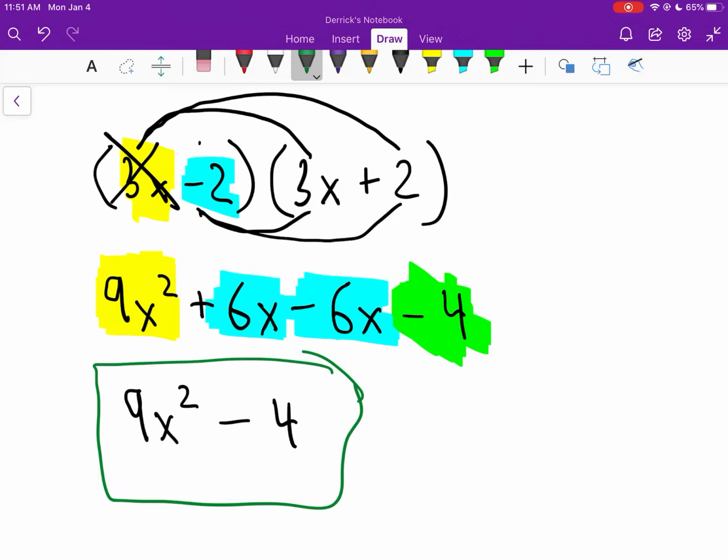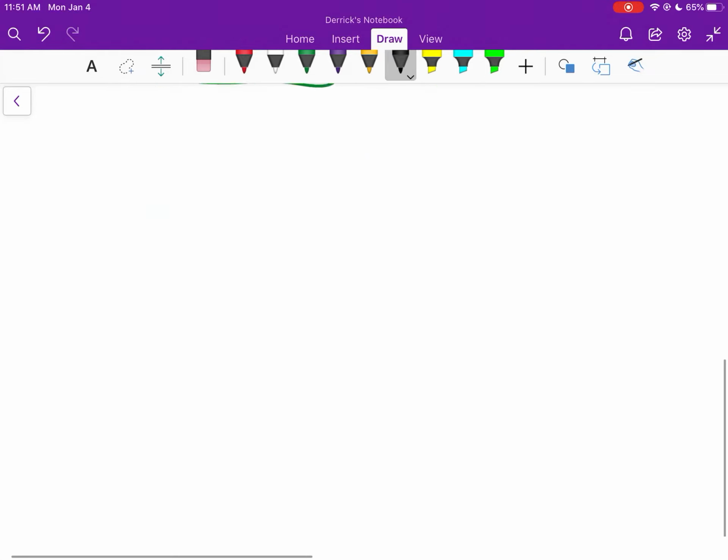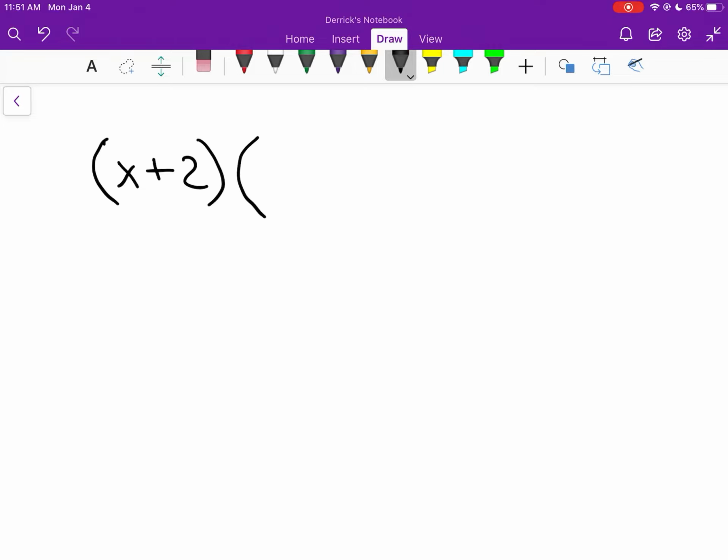Let's do another example. Concept is going to stay the same, it's just going to be a little bit more involved of an example, just a little bit longer of a problem. So let's say I give you x plus 2 for your first polynomial. But let's say for our second polynomial, I give you 5x squared plus 3x minus 1.